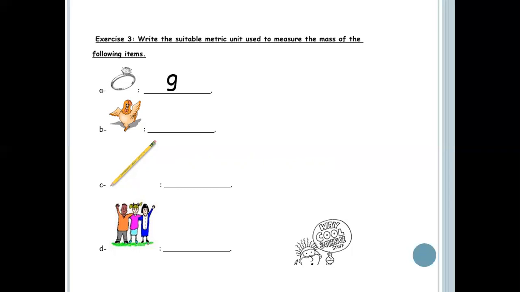What about this hen? Kilogram, great job. What about this pen? It's very light, so we use gram. D, humans or people, we use kilogram. Wonderful. Please write them.